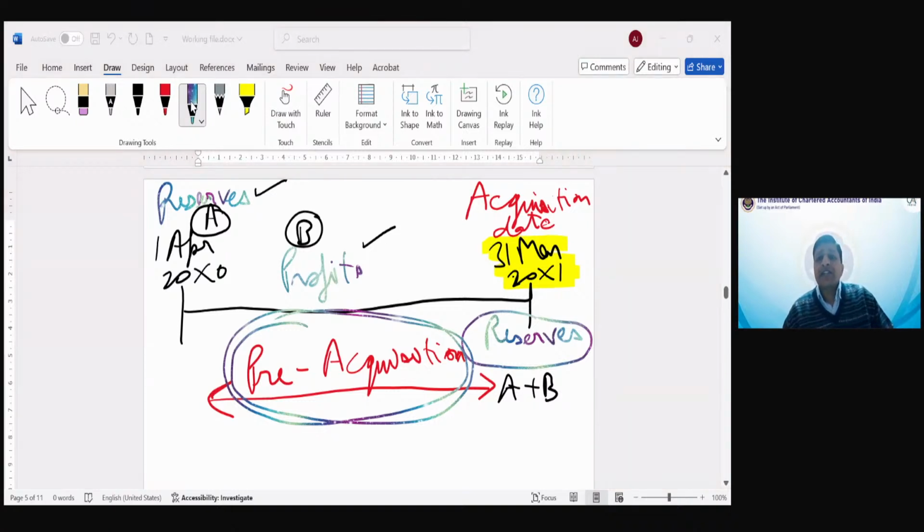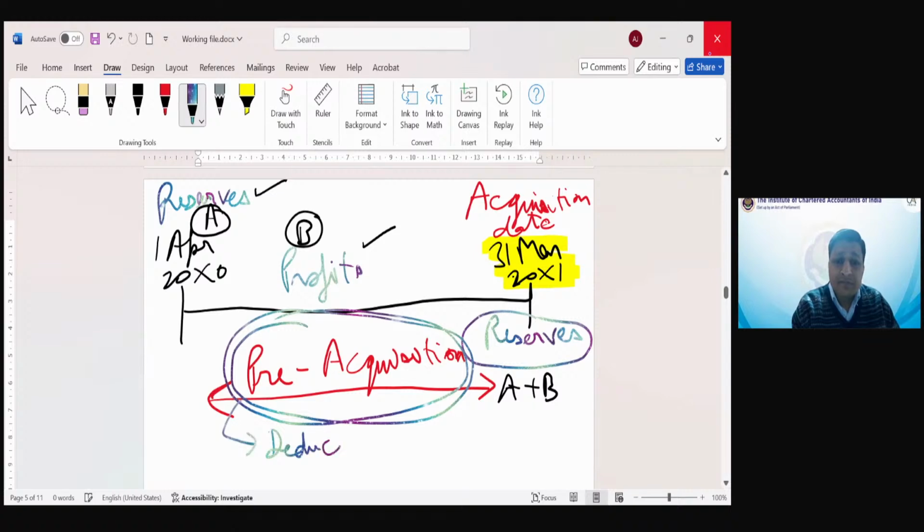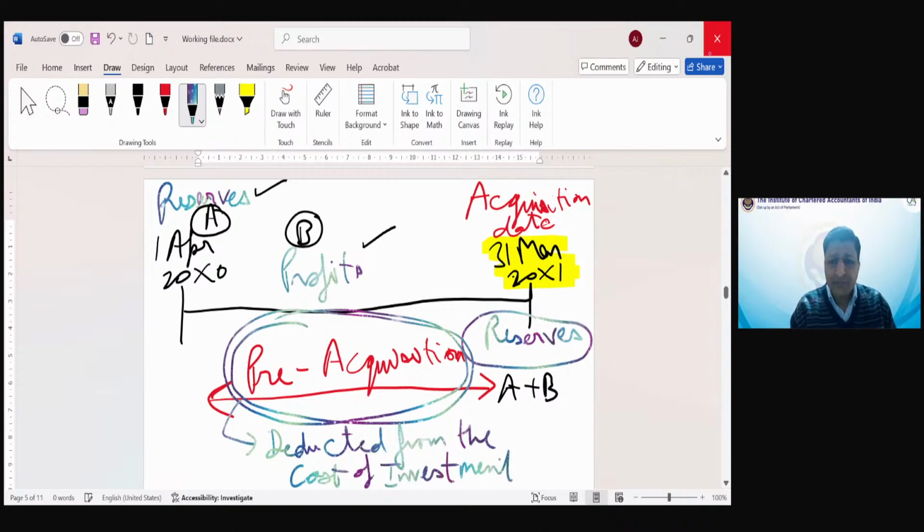Yeah. So Anil says needs to be capitalized. So what do you mean by this? Larry says it will go to income. No, it will not go to income. This will be deducted. Okay, so this will be deducted from the cost of investment. So that's the treatment of pre-acquisition dividend.